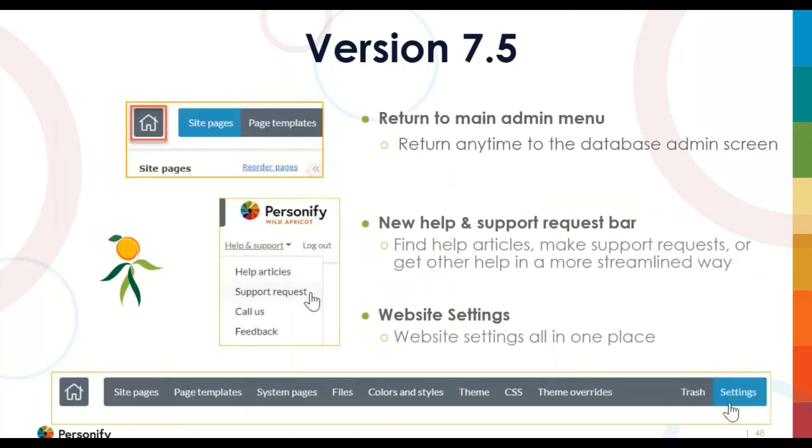If you do need to go back to your main admin menu from the new website editor, there'll be a big house icon in the top left, and that'll bring you back to the database portion of your Wild Apricot admin account. So if you do need to get back and forth, that's the way to do it. I just want everybody to be aware of where that is.